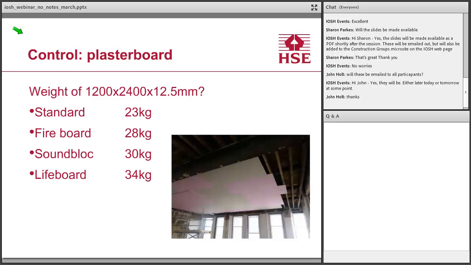So standard starts at 23 kilograms and the weights increase up to the life boards, which are 34 kilograms for the same size and thickness boards. For those who don't know, a life board are the new boards which are becoming a lot more popular, where you can actually hang cupboards onto these boards directly with normal screws, and obviously much more popular in housing for very obvious reasons.